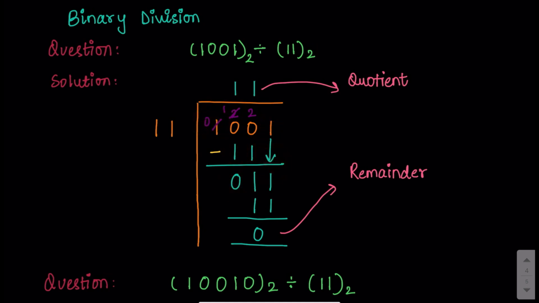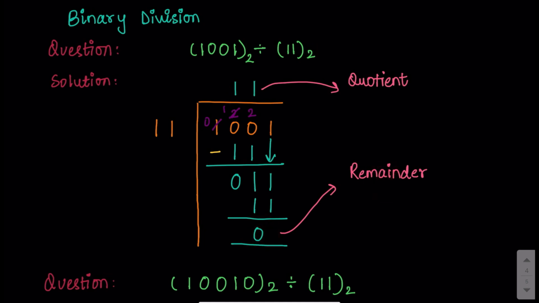Now you carry the next digit again. So you are getting 1. And yes, this is simple. 1 into 1 would give me 1, and when I subtract this, the remainder would be 0. So the result of this division is the quotient equal to 1 and the remainder is 0.